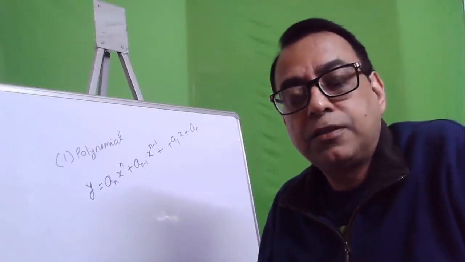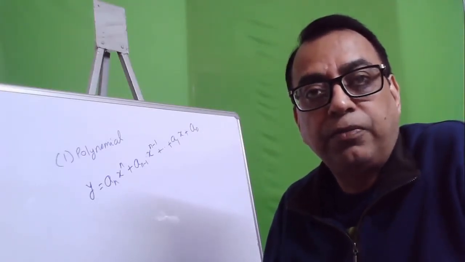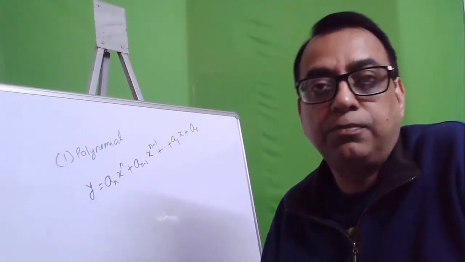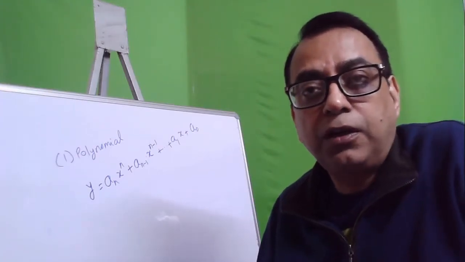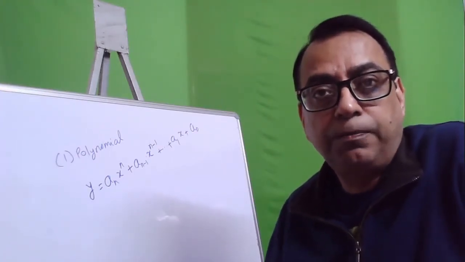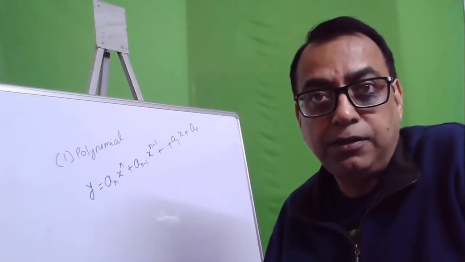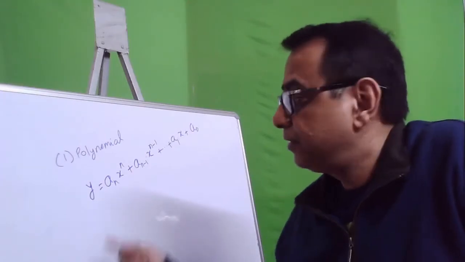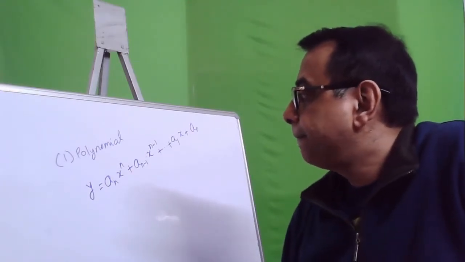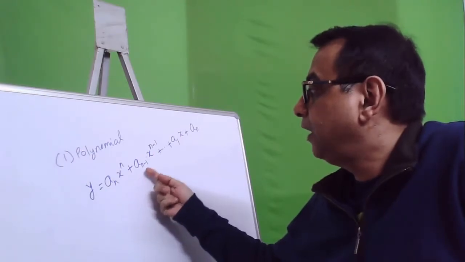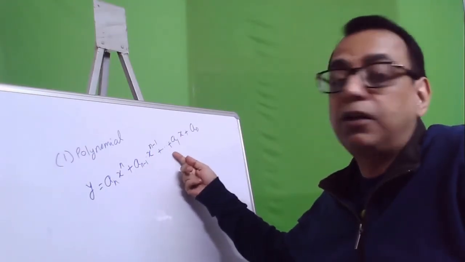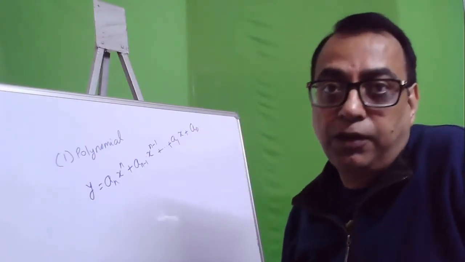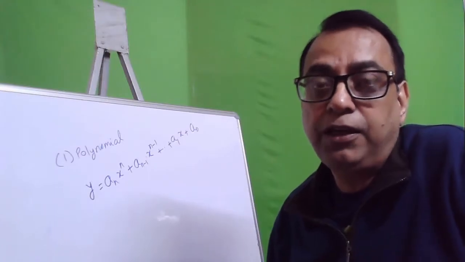I am going to discuss different kinds of functions that are frequently used in mathematics and in other subjects as well. So the first one is polynomial, which is the simplest and easiest function to deal with. That is normally represented like this: y is equal to a_n x to the power n plus a_(n-1) x to the power n minus 1. It keeps on going till it becomes a1 x and then a naught, where the last term does not have any x in it.